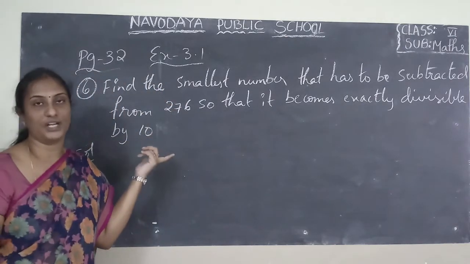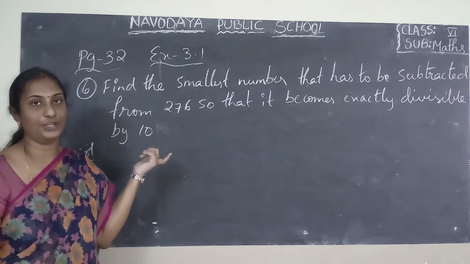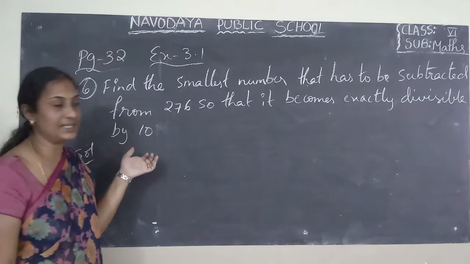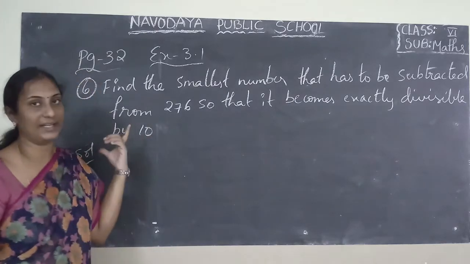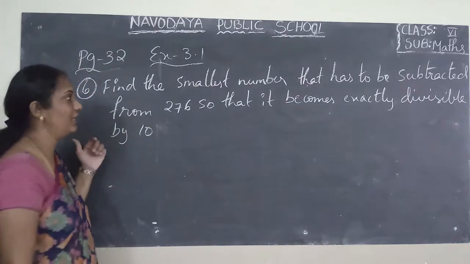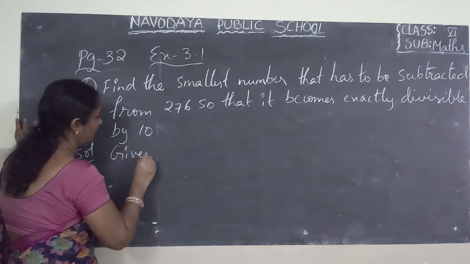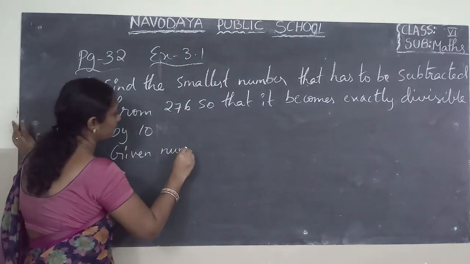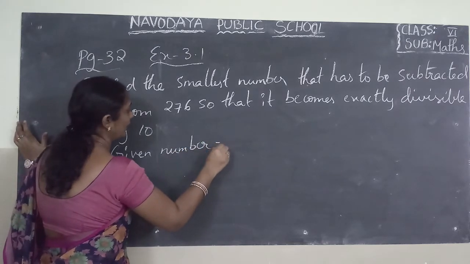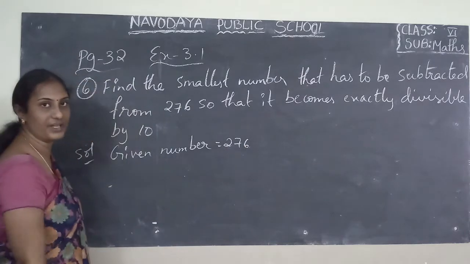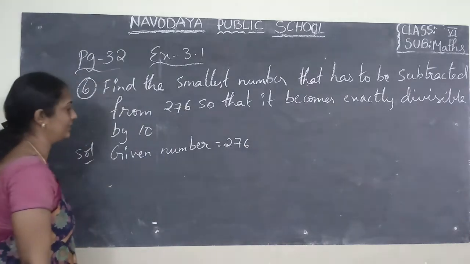In the previous sum they told us the number must be added, and when you add the number, it must be divisible by 5. But in this one, which table have they given? By 10, we have to say. Okay. Now, what is the given number? Given number equal to 276.